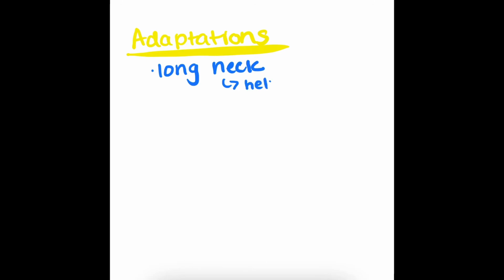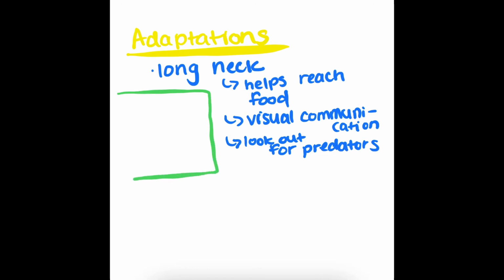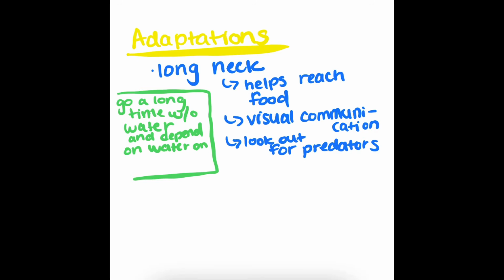Okay, so some key adaptations of the giraffe have to do with its long neck because it's very long, as we know, and they use it to reach tall trees and stuff like that so they can get their food. They use it for visual communication, and they look out for predators with it so they can run away and survive. They can also go a long time, I'm talking weeks, without water, so they mainly depend on the water found on top of the leaves in the morning dew and found inside of the food that they consume.